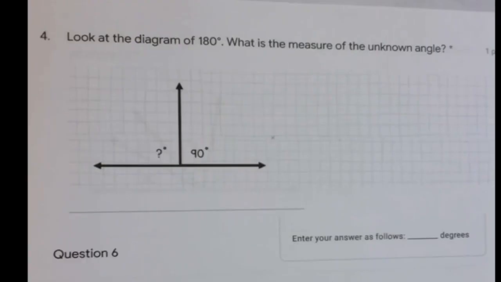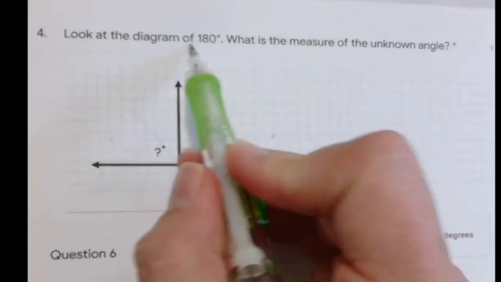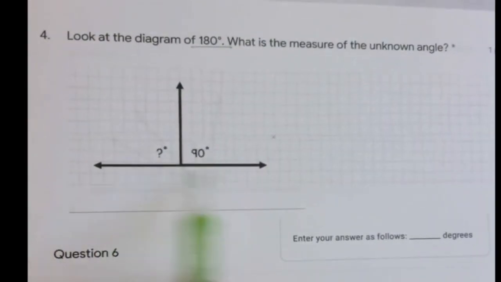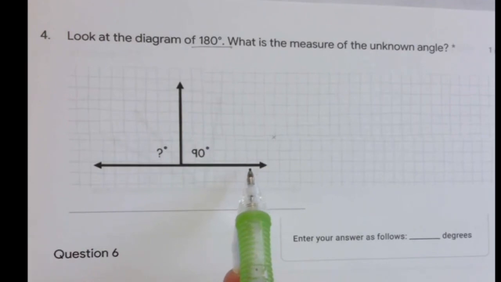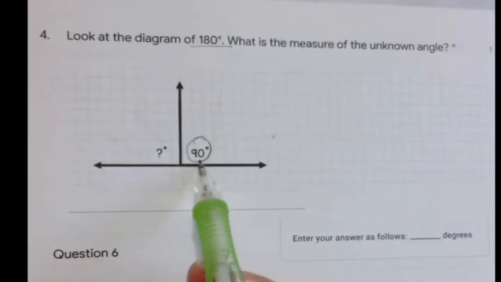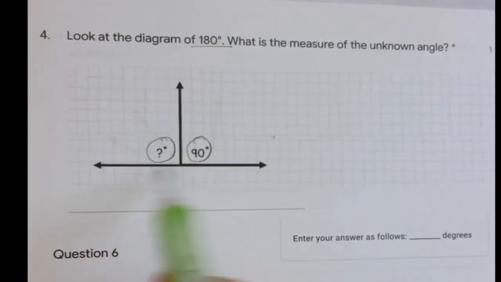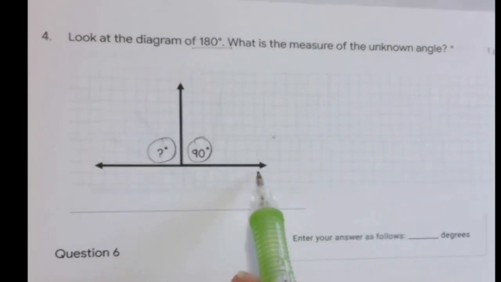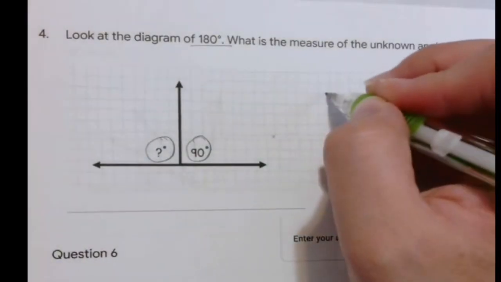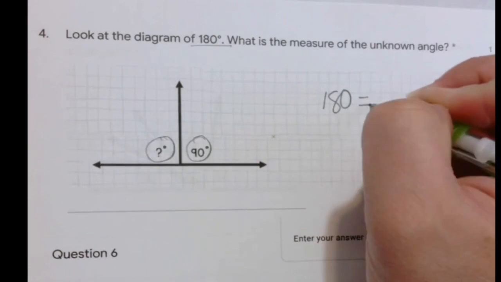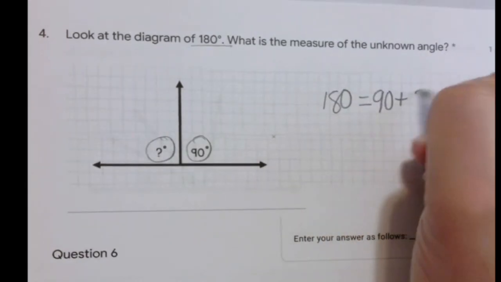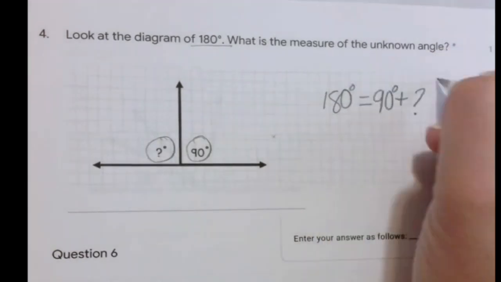All right, question number 4. Look at the diagram of 180 degrees. What is the measure of the unknown angle? All right, so it's telling us here that 180, of course, is our straight angle. We learned that at the beginning. So we have 90 here, so we're thinking 90 plus what equals 180? Okay, so if I have 180, that equals 90 plus what degrees?